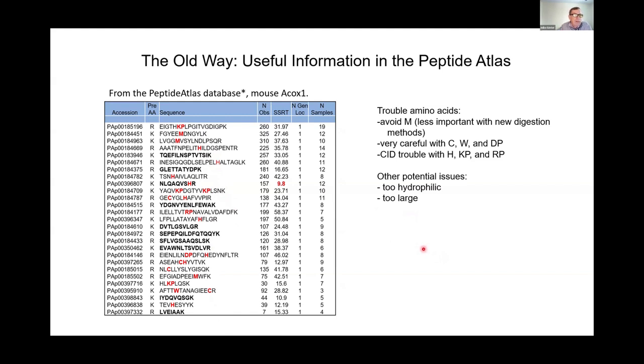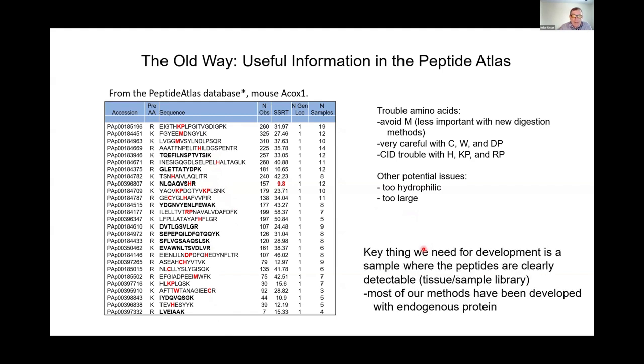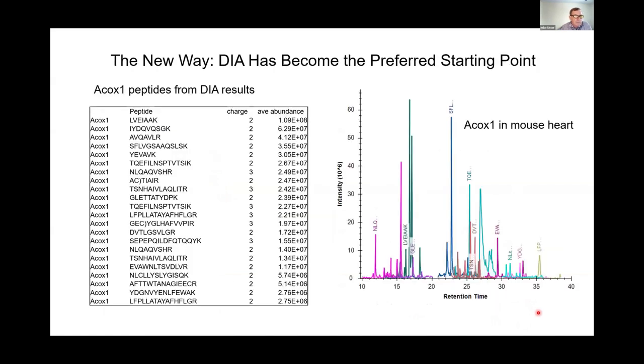And so just a little bit of thought at the beginning. I kind of implied this earlier, that the key thing we need is a sample where they're clearly detectable. Most of our methods have been developed with endogenous amounts of proteins in favorable samples. Our new way has just been to go in and probe these DIA results. And so this is the detection of the peptides that were seen in the DIA experiment in this ACOX-1 protein. This gives a nice graphical illustration of what would be the best flyer.